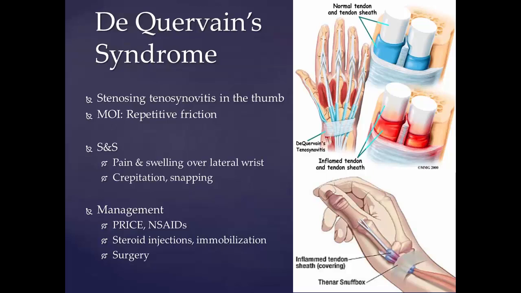Treatment for de Quervain syndrome includes managing the pain through PRICE and NSAIDs. Steroid injections and immobilization or surgery may also be used for protocols in this condition.